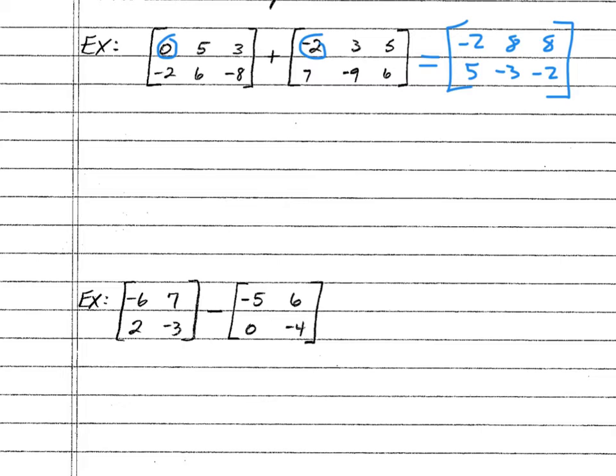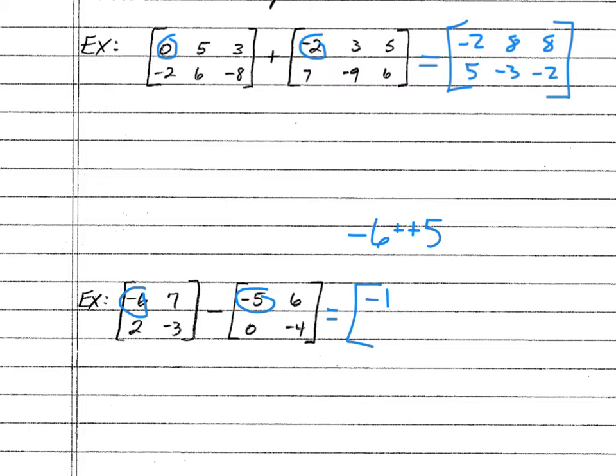Another example, this one is of subtracting matrices. So now I'm going to take these two matrices. These are 2 by 2 matrices. They're the same order, so I can add or subtract them. And again, I'm going to subtract parts that are in the same position. So negative 6 minus negative 5. Well, negative 6 minus negative 5 is really negative 6 plus 5, so that's negative 1.